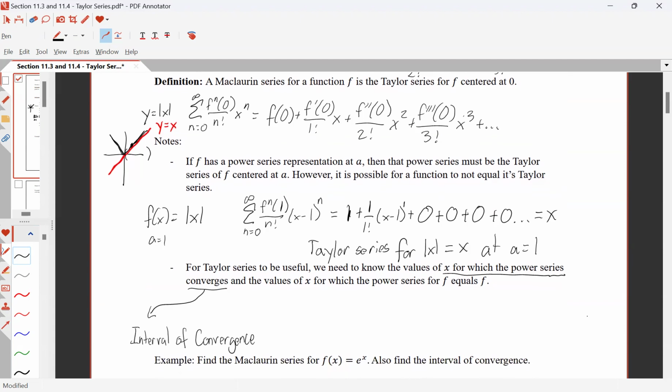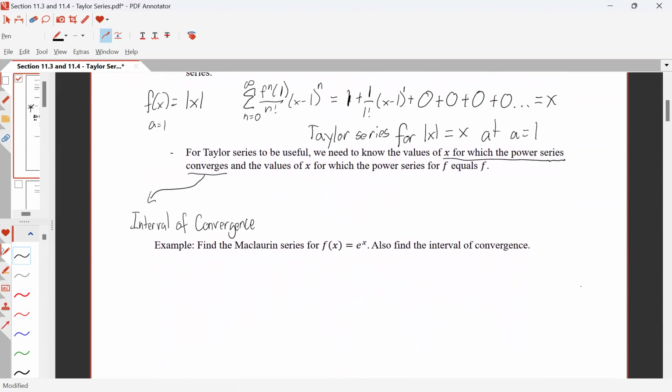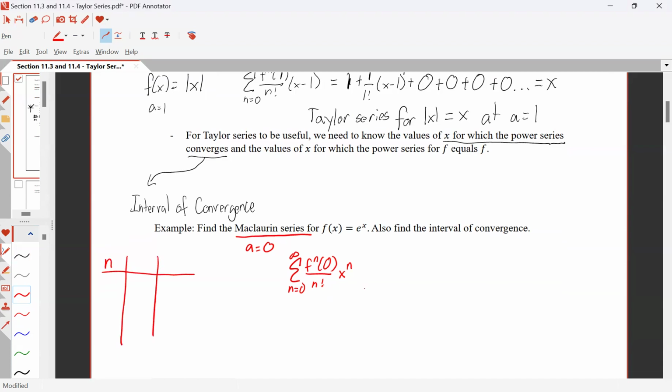All right, so let's take a look at the first example of finding the Maclaurin series. Maclaurin means a equals 0, for f of x equals e to the x. So we're trying to find the series n equals 0 to infinity of f^(n) at 0 over n factorial x to the n. So let's find a few derivatives.